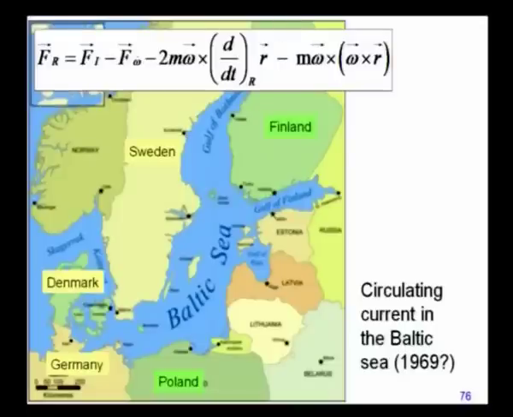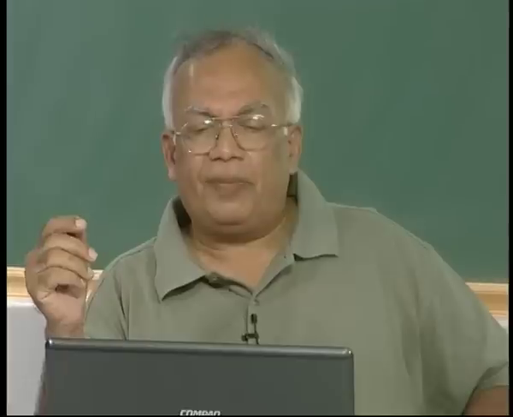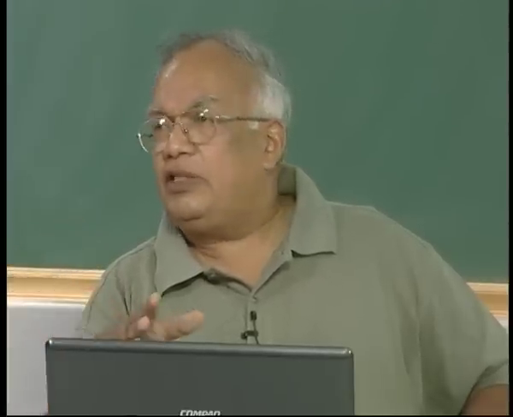There are other fascinating illustrations of the Coriolis effect, and I would like to draw your attention to a very interesting circulating current that was observed in the Baltic Sea, and I believe the first instance of this observation was in 1969. This is the Baltic Sea, which is north of Germany and Poland, and it is between Sweden and Finland, and there was a circulating current. We discussed the Coriolis deflection of objects in the northern hemisphere in our previous class, and we found that in the northern hemisphere there is a deflection of a falling object to the east.